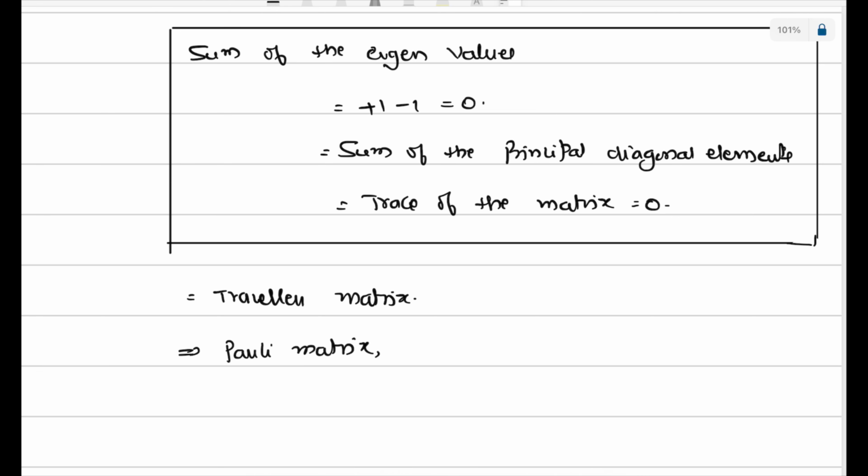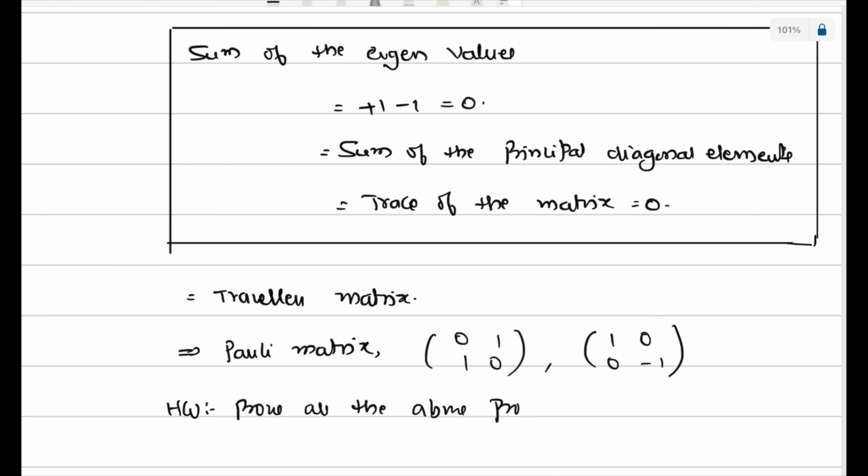And the other Pauli matrices are [0 1; 1 0], this is also traceless, and another is [1 0; 0 minus 1], this is also traceless. Then prove all the properties. Your homework is to prove all the above properties.